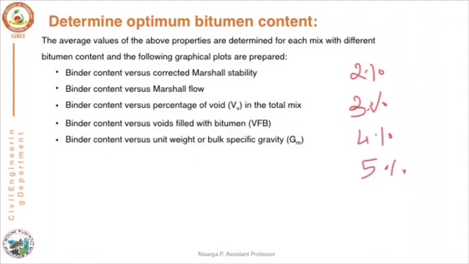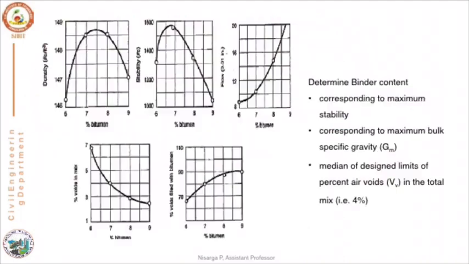Once the volumetric analysis is done, you have to plot various graphs. The graphs include binder content versus the corresponding Marshall stability value; the second graph, binder content versus Marshall flow; binder content versus percentage air voids; binder content versus voids filled with bitumen; and binder content versus the bulk specific gravity. So these are all the graphs that you have to plot after the completion of the stability test and the void analysis.